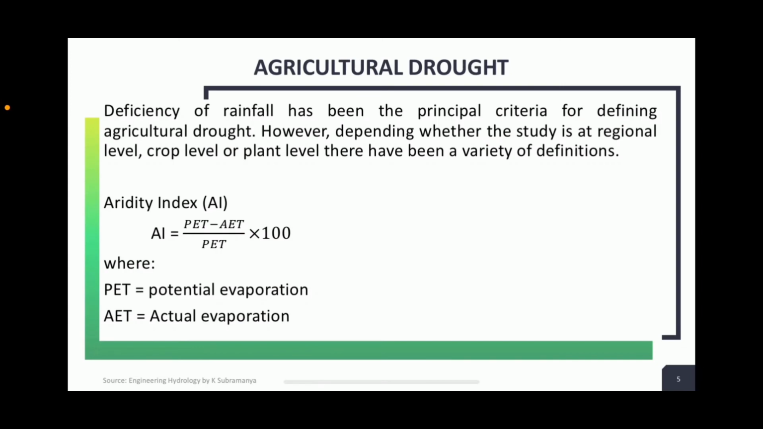Agricultural drought. Deficiency of rainfall has been the principal criteria for defining agricultural drought. However, depending whether the study is at regional level, crop level, or plant level, there have been a variety of definitions. So, aridity index is equal to potential evaporation minus actual evaporation over potential evaporation times 100.